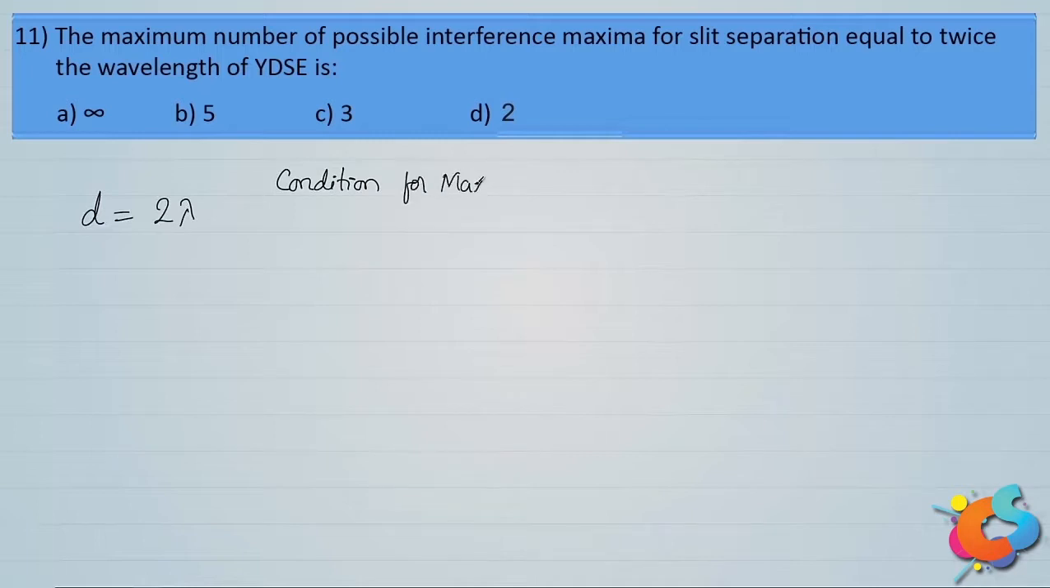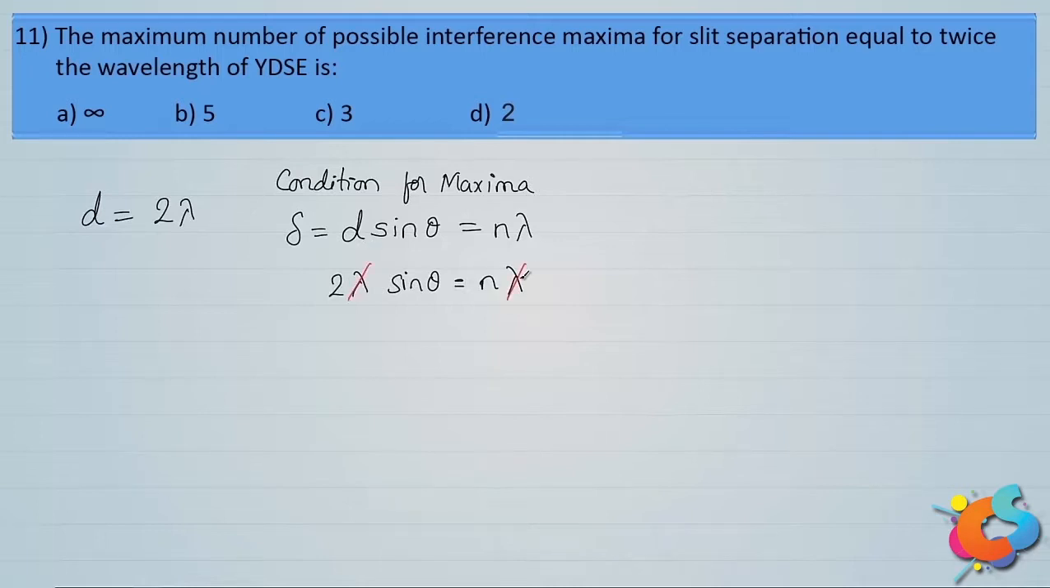The condition for maxima is, you know that the path difference delta can also be written in terms of slit separation, that is delta is equal to d sine theta. For maxima, this d sine theta or delta should be equal to n times lambda, that is the integral multiples of lambda. But here d is given to be 2 lambda. So let me substitute for the value of d here. 2 lambda into sine theta is equal to n lambda. Can directly cancel lambda here.